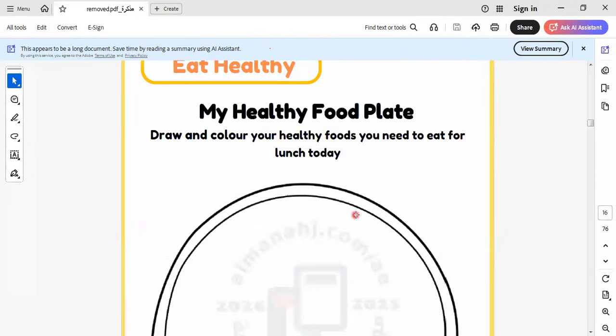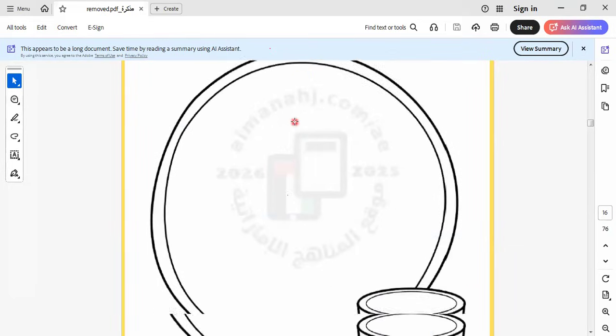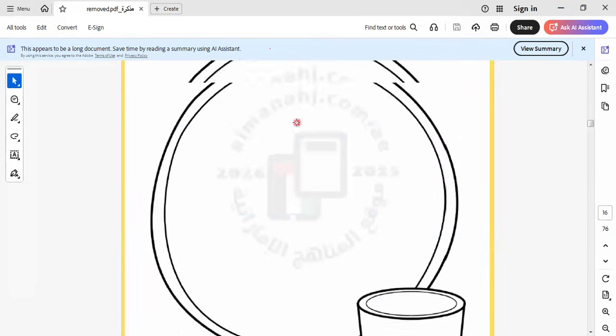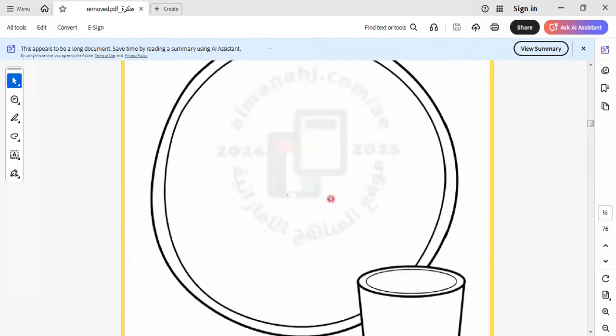Here in this part we draw healthy and unhealthy food. Now we know the healthy and unhealthy food, and you can draw it here in this part. We say write the food of the lunch meal, like meat, fish, rice, and so on. Draw it here in this part.